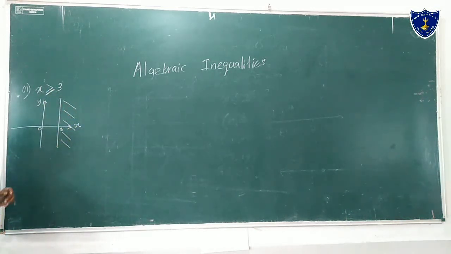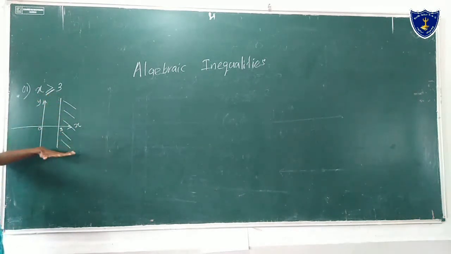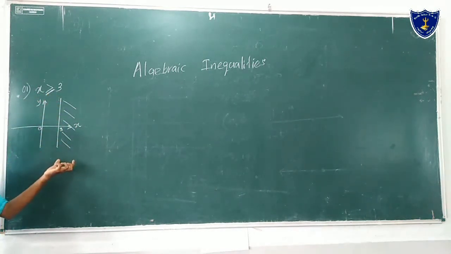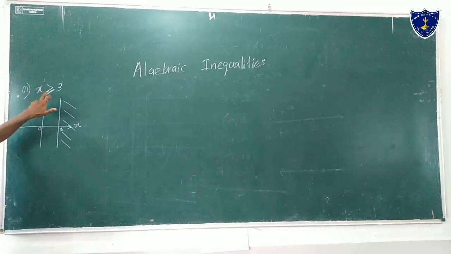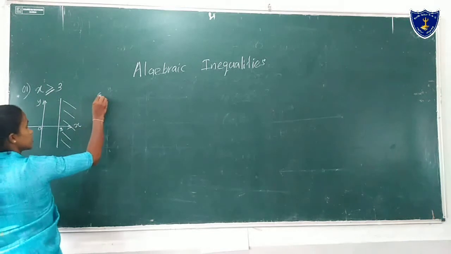This is the region. If you want to write the coordinates of the points which belong to this region, you can take the y coordinate as any negative value, any positive value or 0. But the x coordinate should be positive 3, positive 4, positive 5, which are the numbers which are greater than positive 3. Second one.